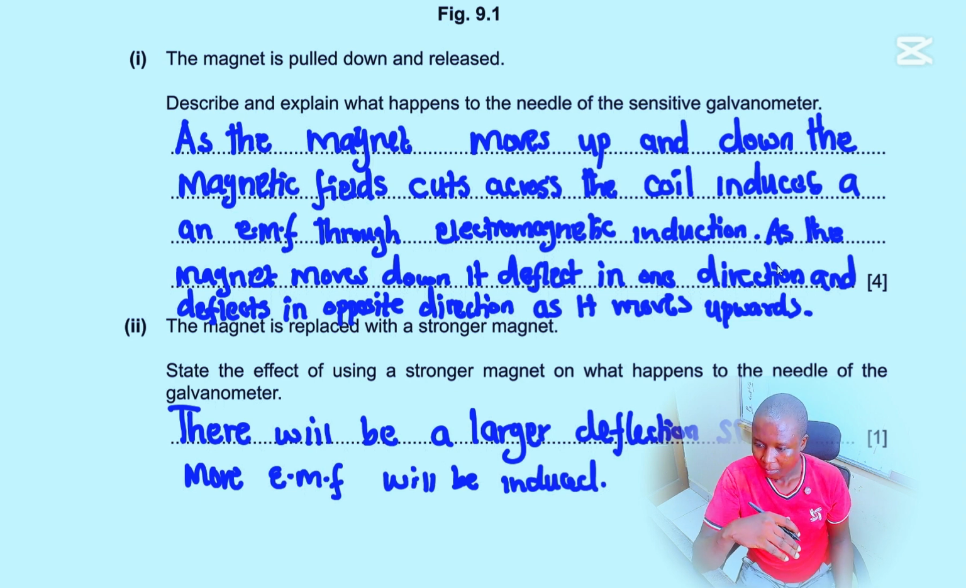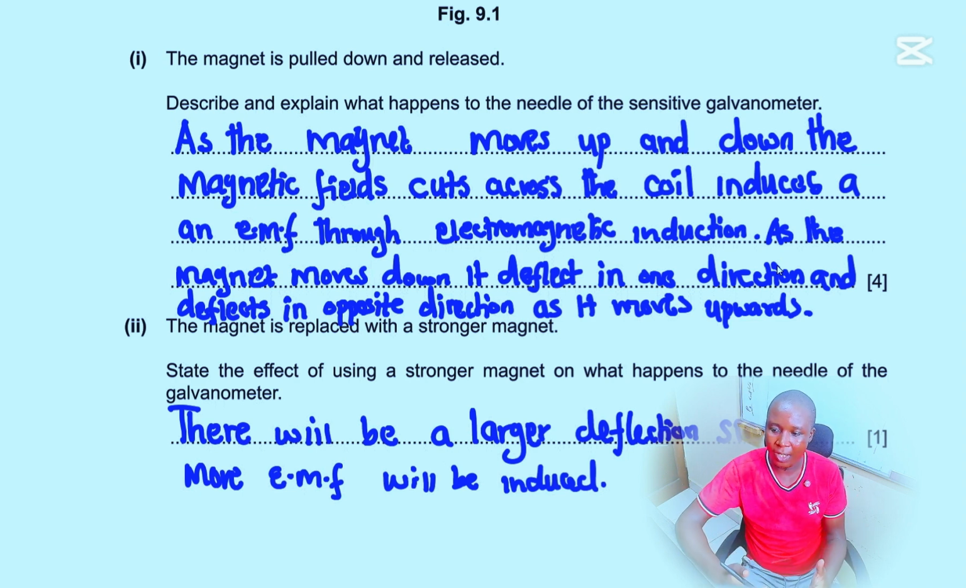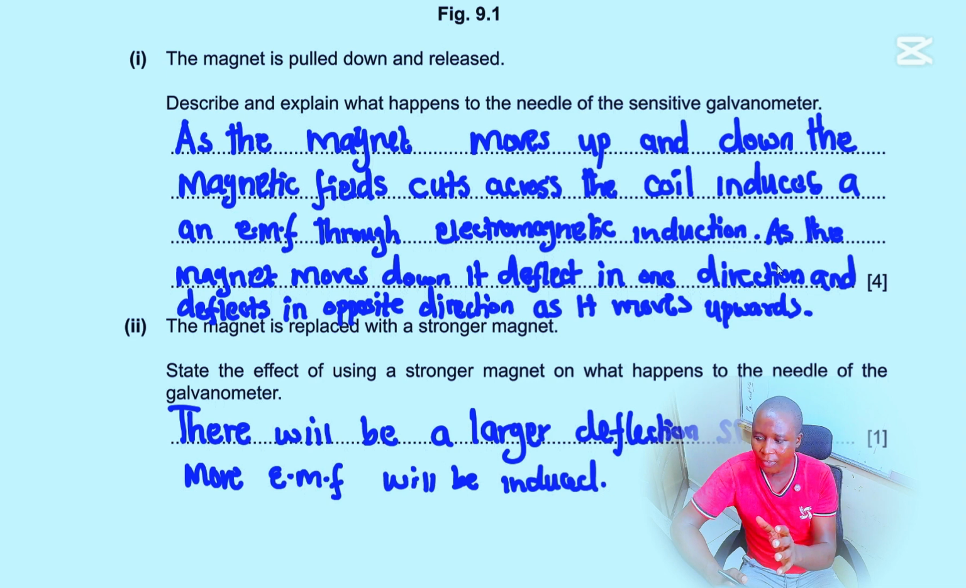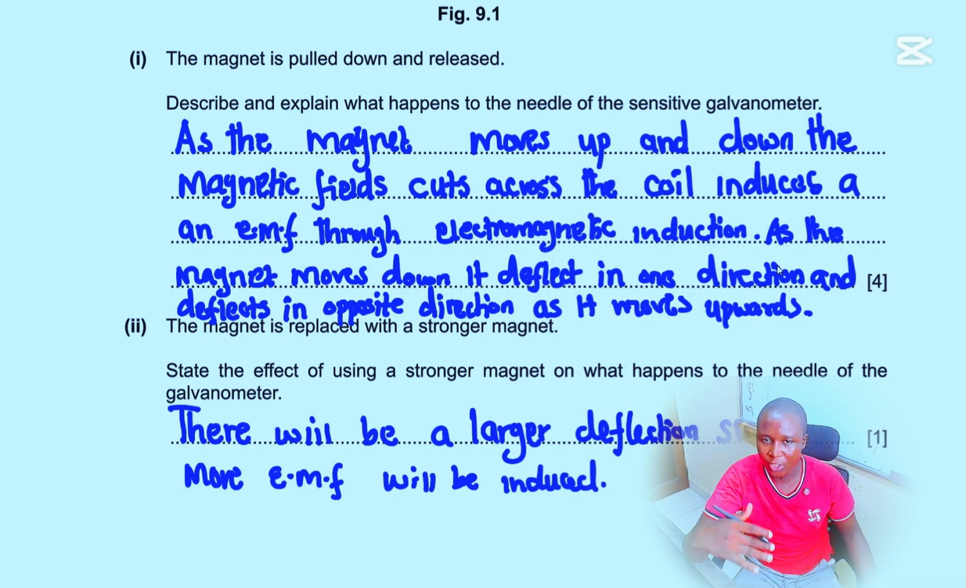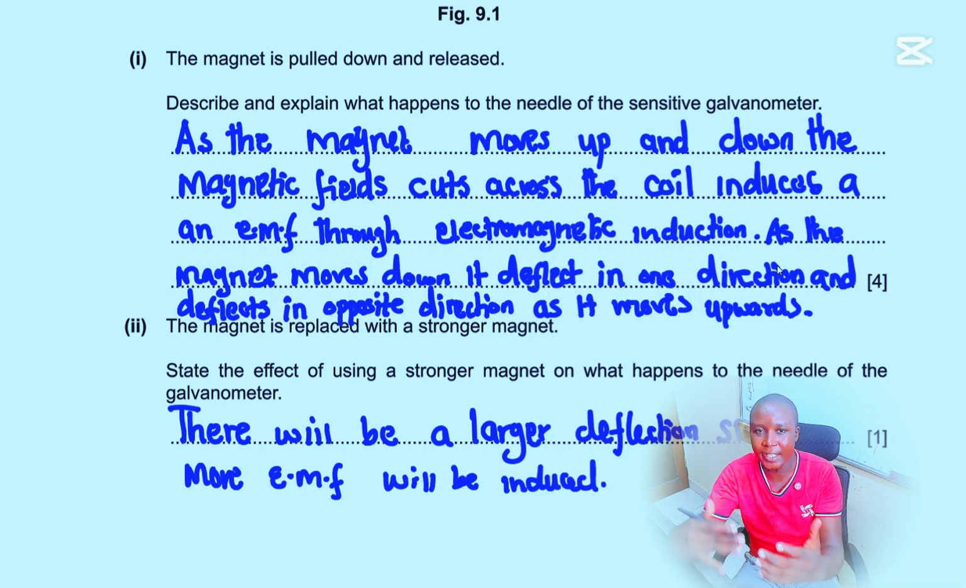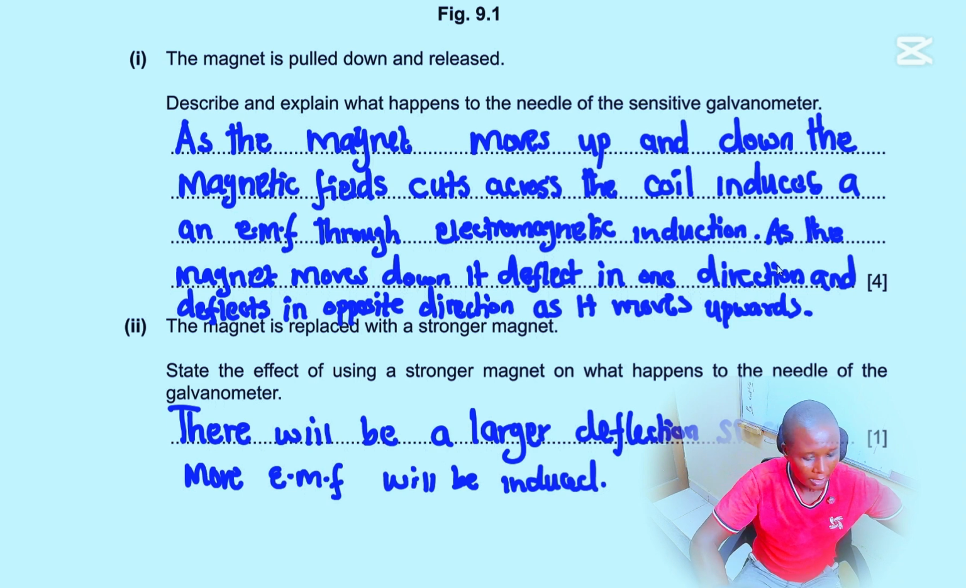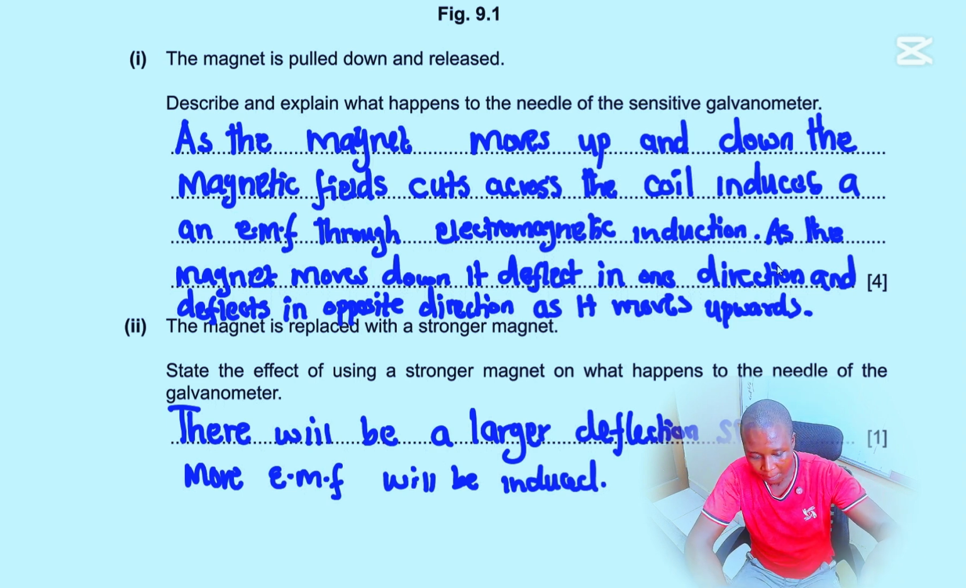Now, state the effect of using a stronger magnet. I've already mentioned that if you use a stronger magnet, you are going to have stronger magnetic fields, which means a bit more EMF induced. And if more EMF is induced, the galvanometer is going to deflect more. Are we together? It's going to show a greater deflection because a larger current will be flowing. So I believe we are together up to that point.